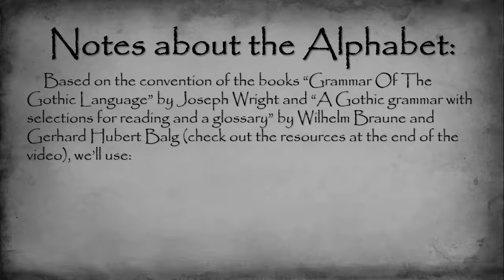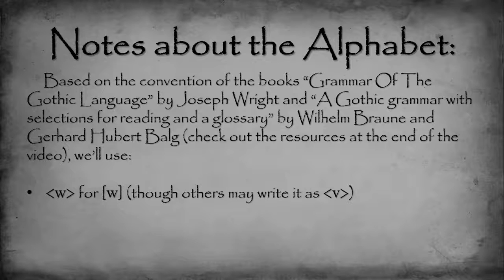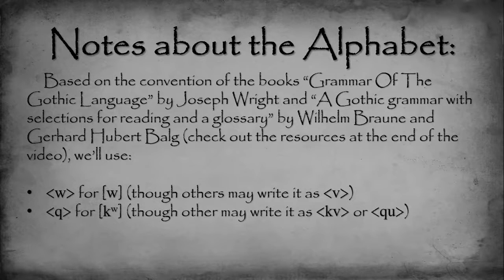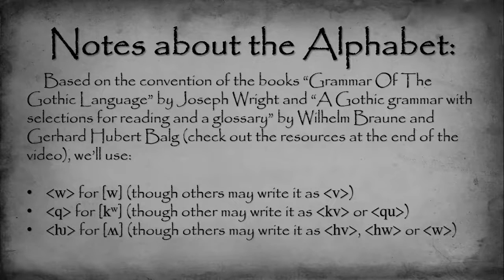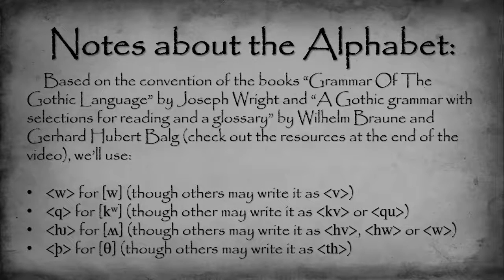Based on the convention of the books Grammar of the Gothic Language by Joseph Wright and A Gothic Grammar with Selections for Reading and a Glossary by Wilhelm Braune and Gerhard Hubert Balg, check out the resources at the end of the video, we'll use W for Winne, though others may write it as V, Q for Quetra, though others may write it as KV or QU, Hw for Huer, though others may write it as HV, HW, or even W, and Þ for Thiuth, though others may write it as TH.